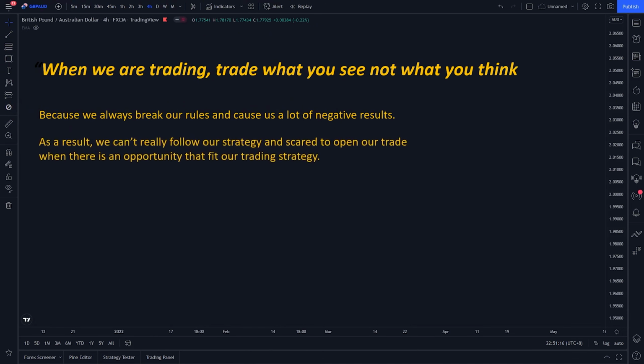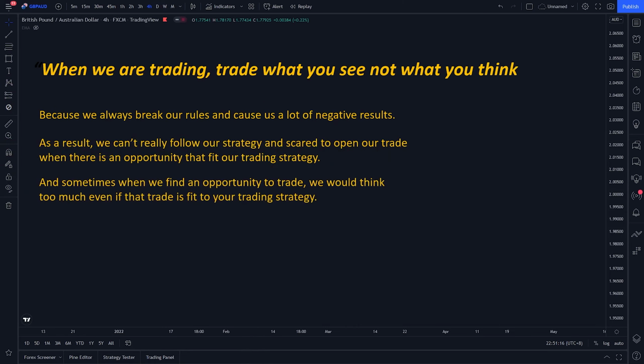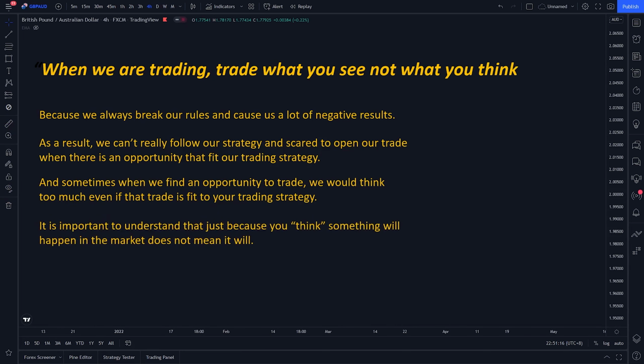As a result, we can't really follow our strategy and are scared to open our trade when there is an opportunity that fits our trading strategy. And sometimes when we find an opportunity to trade, we think too much even if that trade fits our trading strategy. It is important to understand that just because you think something will happen in the market does not mean it will. So, keep in mind, we need to be rational when we are trading.